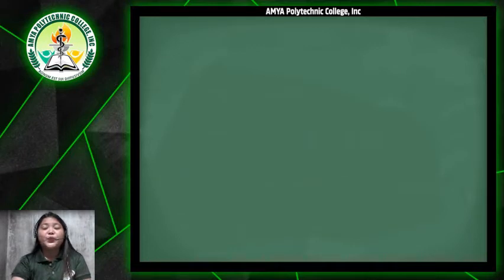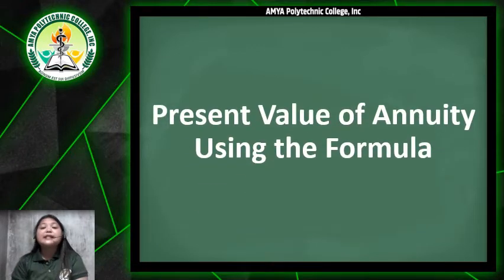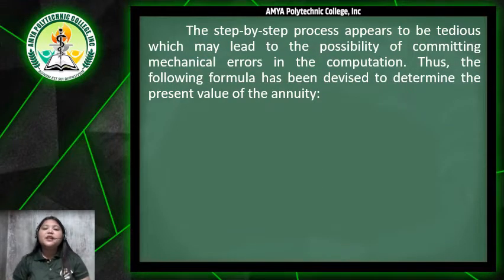So next, we have the present value of annuity using the formula. The step-by-step process appears to be tedious, which may lead to the possibility of committing mechanical errors in the computation. Thus, the following formula has been devised to determine the present value of the annuity.